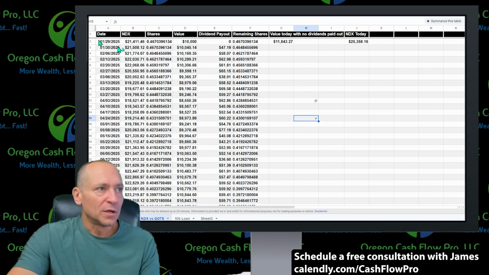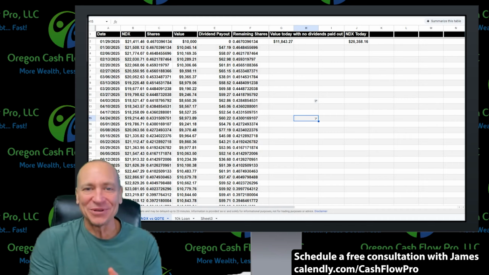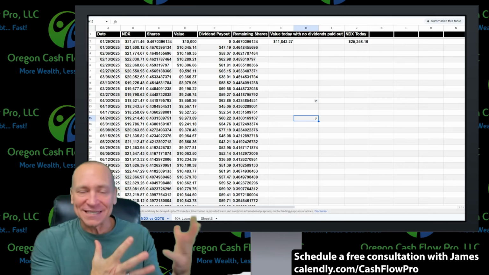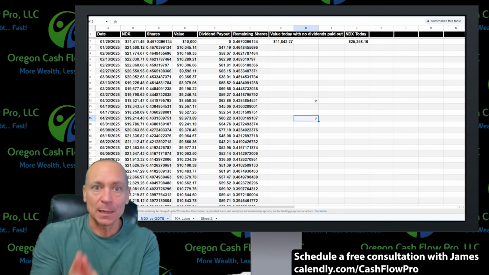What I put in here was, what if we took the same dividend that QDTE was paying out, but in this scenario, we're just invested in the NDX? If you weren't paying attention to QDTE, you might not know what to take out. So let's just say that you were trying to meet a particular loan payback like what we're doing.